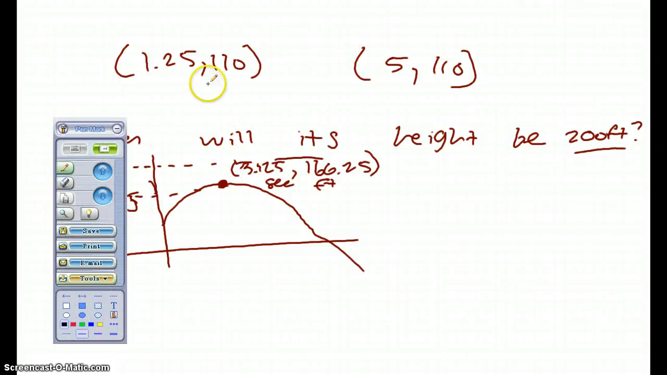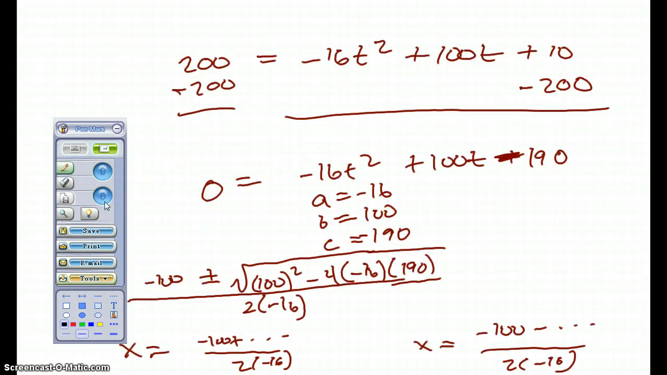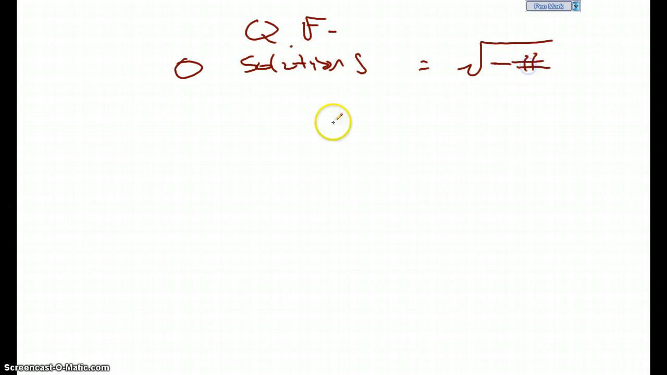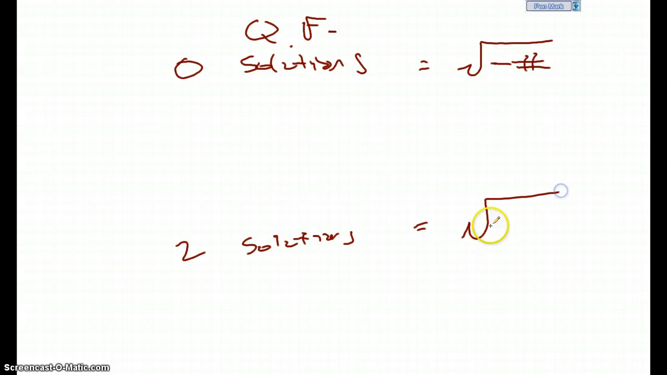So at most you can have two possible answers. You can have no answers. So zero solutions, the quadratic formula will have zero solutions when you have the square root of a negative number. You'll have two solutions if you have the square root of a positive number. And guess what? You can also have one solution.